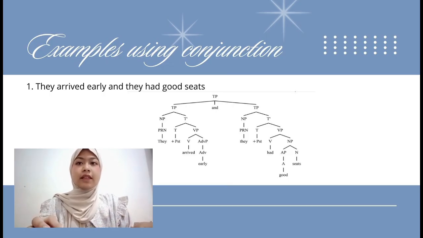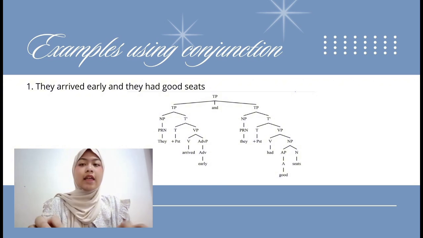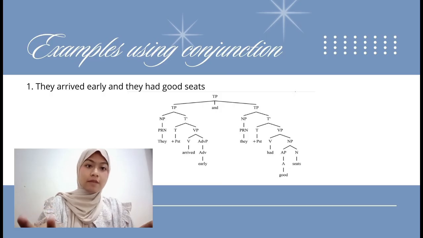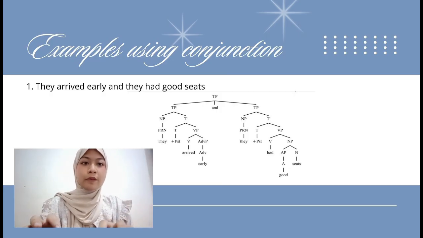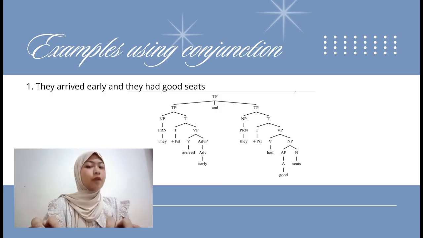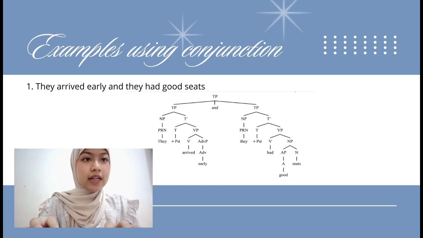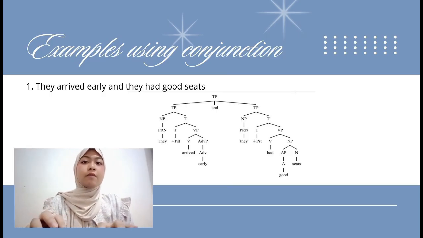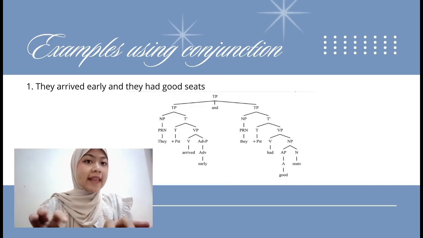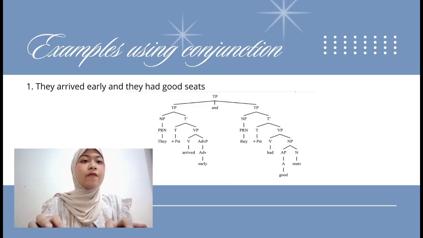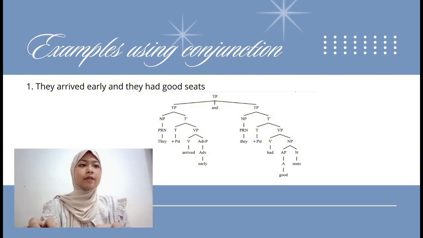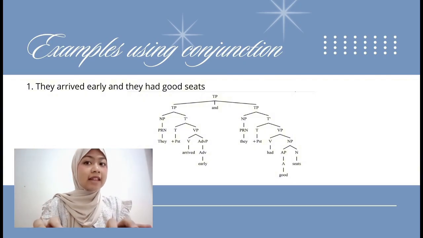We're still completing the second TP. So this is "they". We have "they" here. "They" is a pronoun. We can write here pronoun, which projects into an NP to function as the subject. And the TP on the right, by merging the NP "they" with the T bar, we form a complete TP, tense phrase. Then we have "they had good seeds".